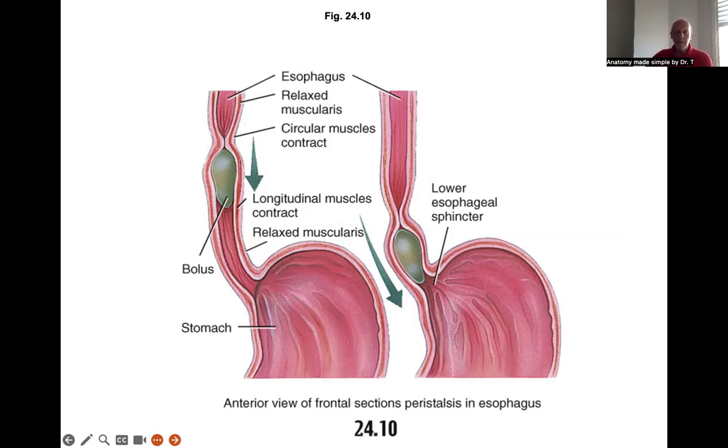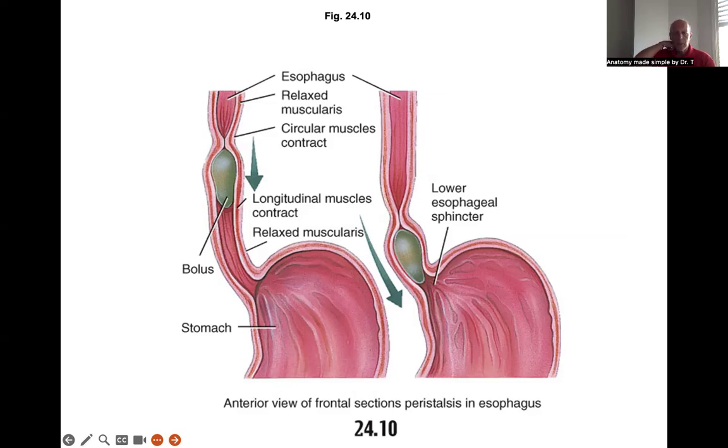Epipharynx, oropharynx, laryngopharynx, and then pretty much seamless transition between laryngopharynx into esophagus. Esophagus is certainly the next topic on our agenda. It's a plain muscular tube, in an average person about 25 to 30 centimeters long.